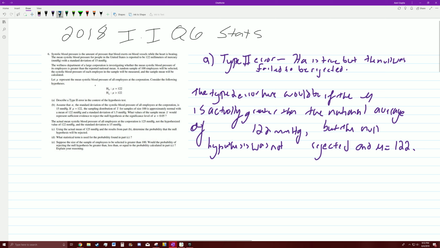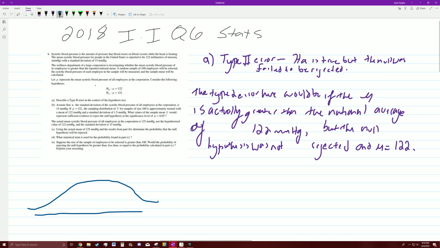Assume that sigma is 15 millimeters of mercury. If mu equals 122, the sampling distribution of x bar for samples of size 100 is approximately normal, with a mean of 122 millimeters of mercury and standard deviation 1.5. What values of x bar would represent sufficient evidence to reject the null hypothesis at the significance level of alpha equals 0.05? Okay, so there's a trick to this question. This alpha of 0.05 is basically 5%. So we can draw a standard normal curve.